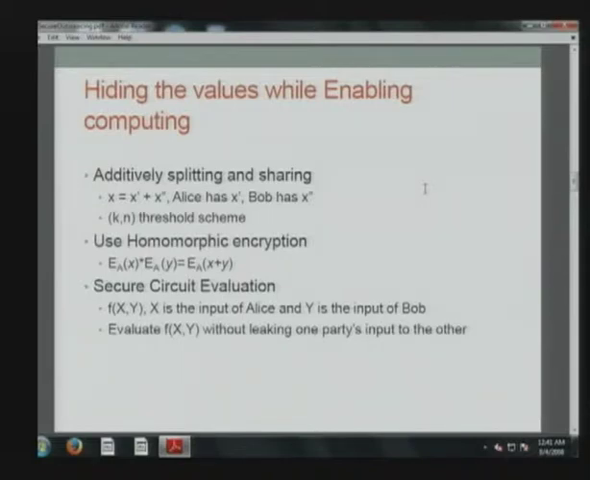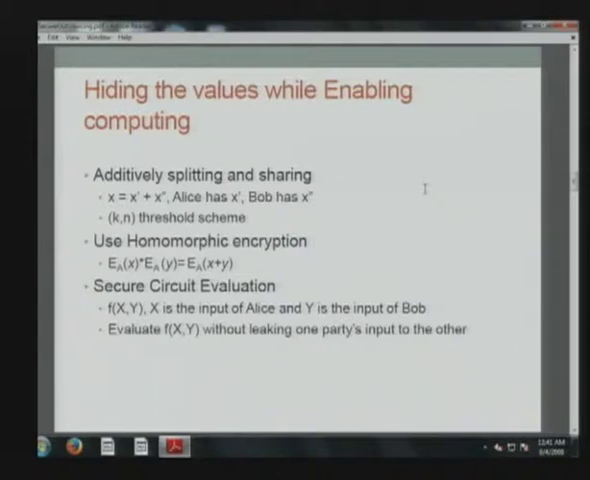The first way to hide the value while enabling computing is additively splitting and sharing. If the client has a value x, he can additively split it into two numbers. One is x prime, the other is x double prime, and the sum of them is x. So if one party has x prime and another party has x double prime, they cannot get the value of x. But if they are willing to collaborate, then they can get x.